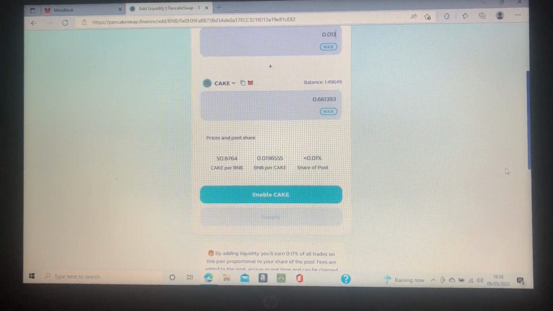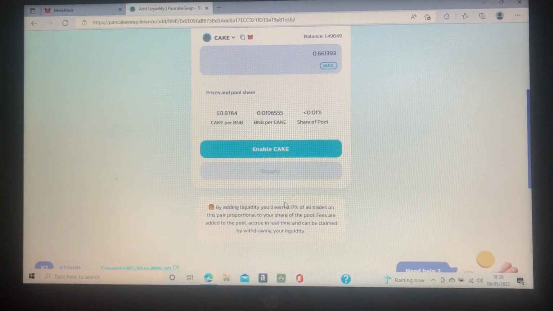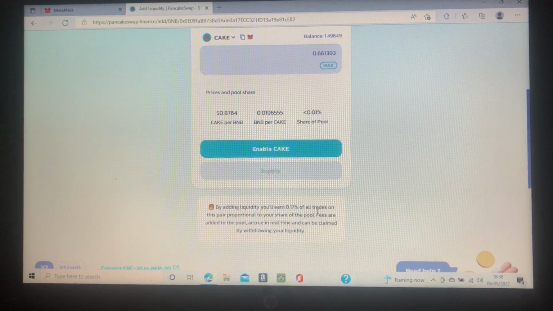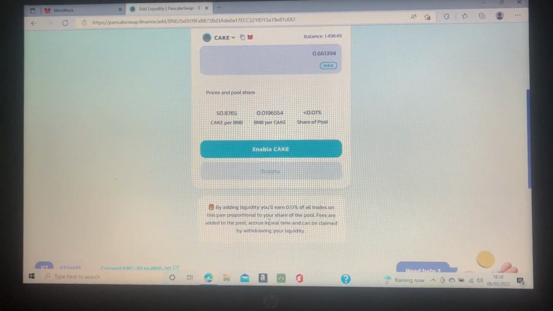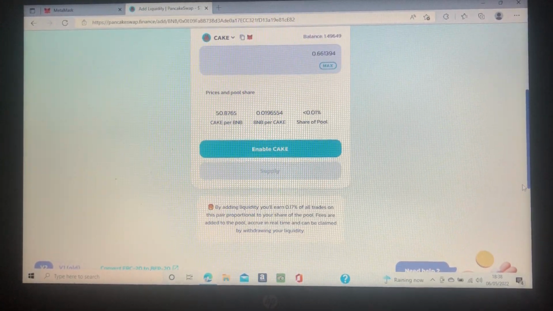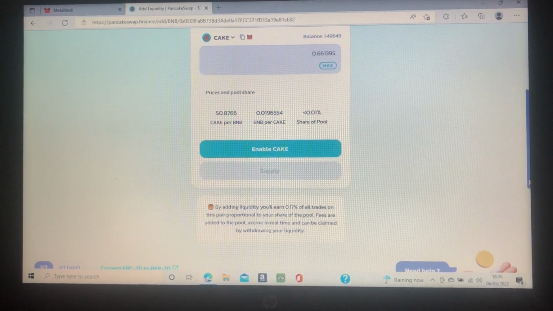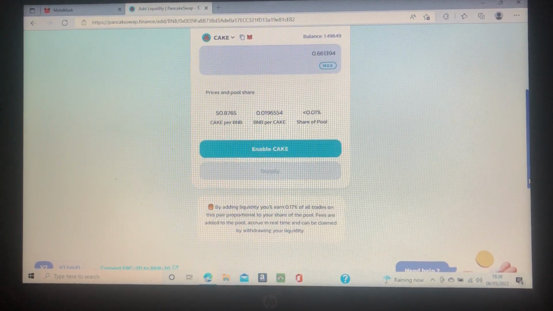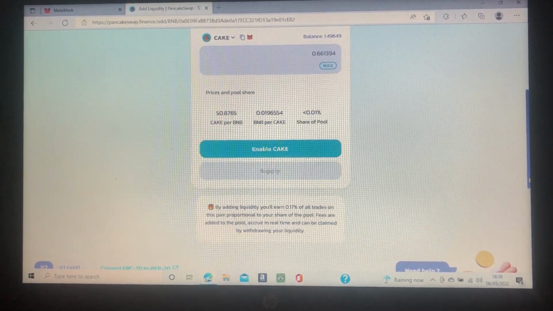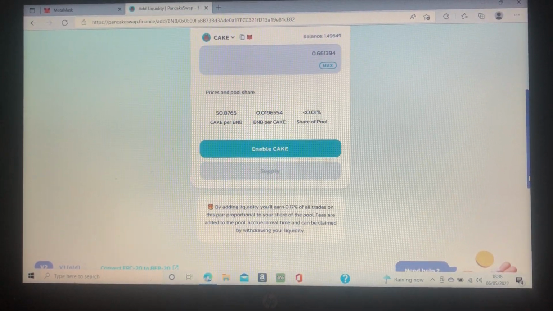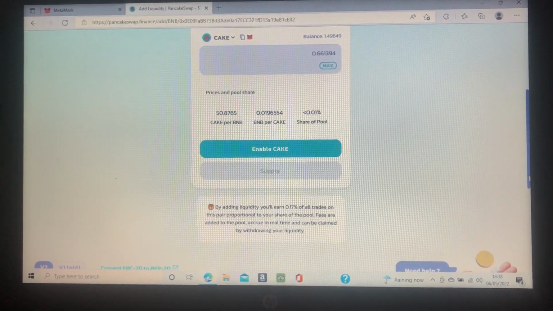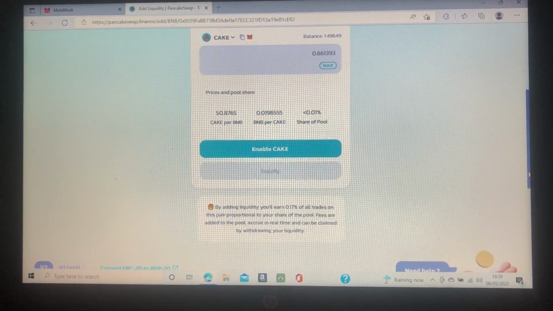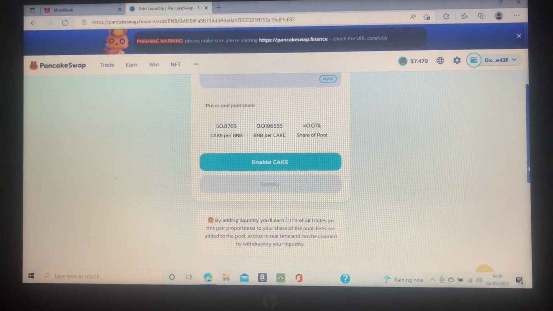So it means that, now what does this mean? It means that by adding this liquidity, I'll be able to earn 0.17% of all trades on this pair, proportional to my share of the pool. Fees are added to the pool, accruing in real time, and can be claimed by withdrawing your liquidity. So this means that if I enable this pool with my tokens, I'm earning 0.17 times my share of the liquidity pool. Whatever I put, if that is $5, it means I'm earning 0.17% times $5 on all trades. So it may not be so much now, but probably in the long term it could mean something.